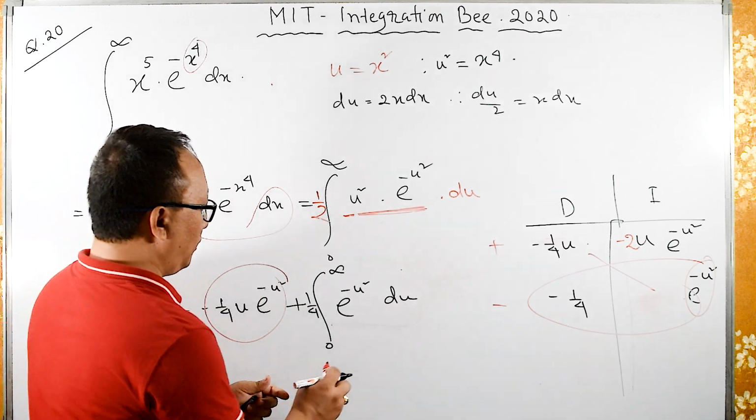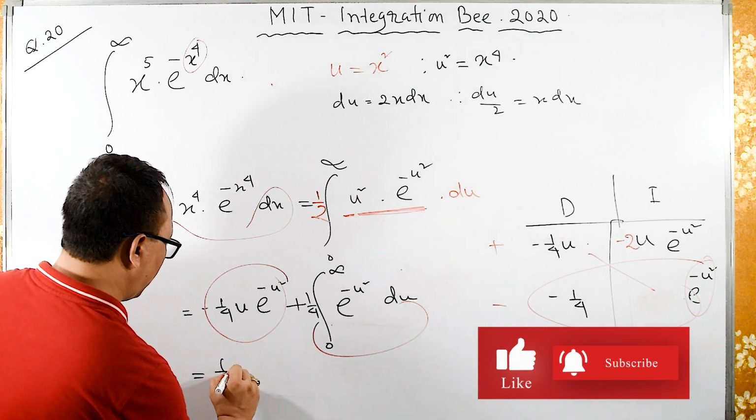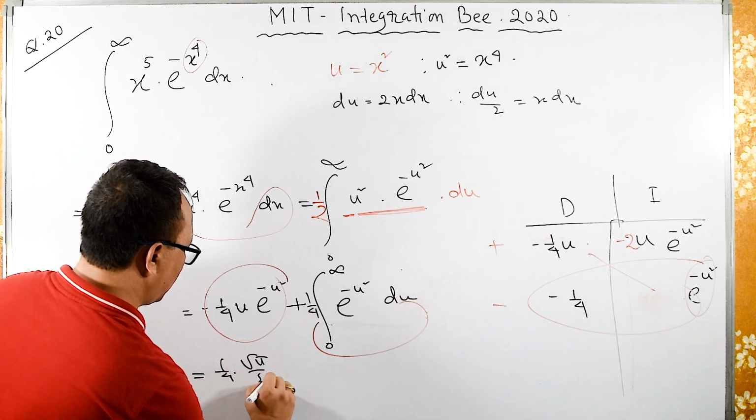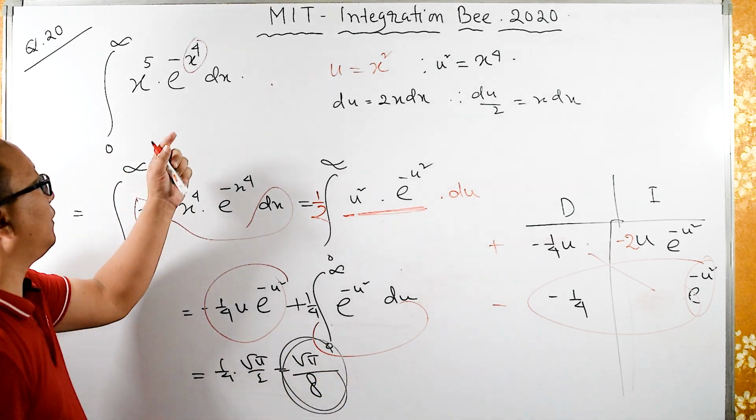And then what about this? This is root pi by 2. But we have 1 by 4, so 1 by 4 into root pi by 2 is root pi upon 8. This is the required answer.